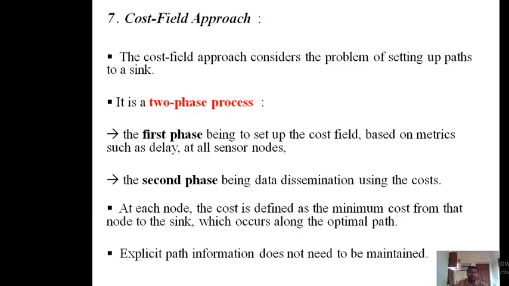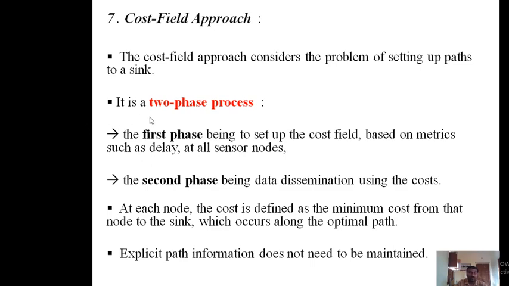Then the next protocol, the seventh protocol, is the cost field approach. It is a very simple approach. The cost field approach addresses the problem of setting up a path to a sink. Sink means, as we already know, if we want any information based on an event, we provide an interest. The node that requires data can be called the sink. If that node wants the data, it needs a path. To avoid the problems in setting up the path, we use the cost field approach.